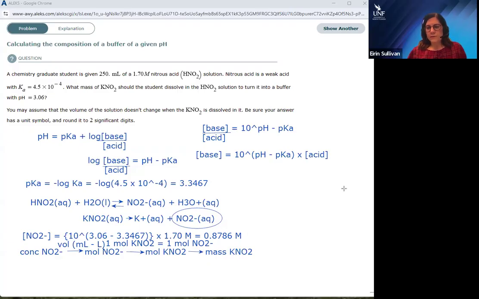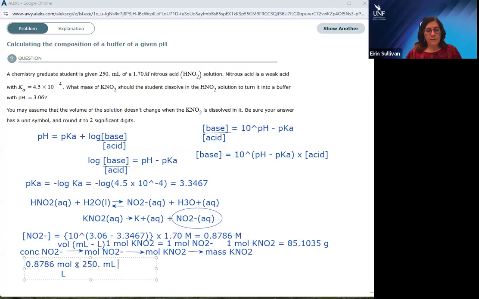Okay, so to get from moles to mass, 1 mole of KNO2 weighs exactly 85.1035 grams, so that's the molar mass in grams per mole. So now we've got all those together, we can just do a moles calculation just like we did in Gen Chem. So I'm going to rewrite 0.8786 in terms of moles per liter because that makes it easier to see with the units. So concentration times the volume, which is 250 from the question.